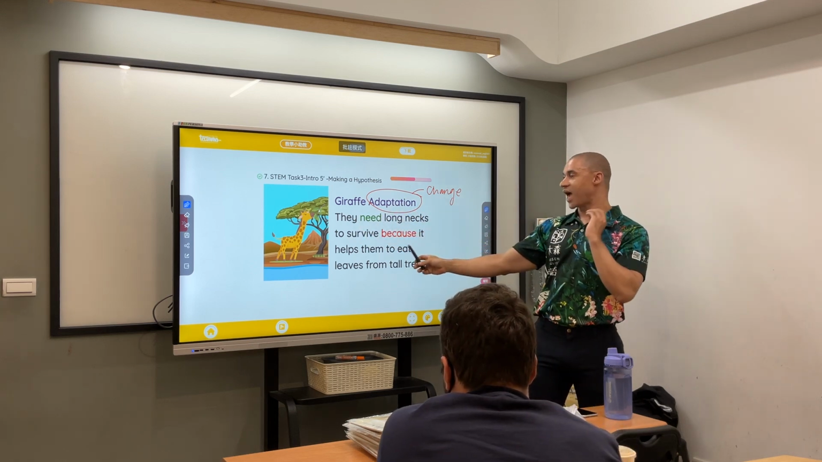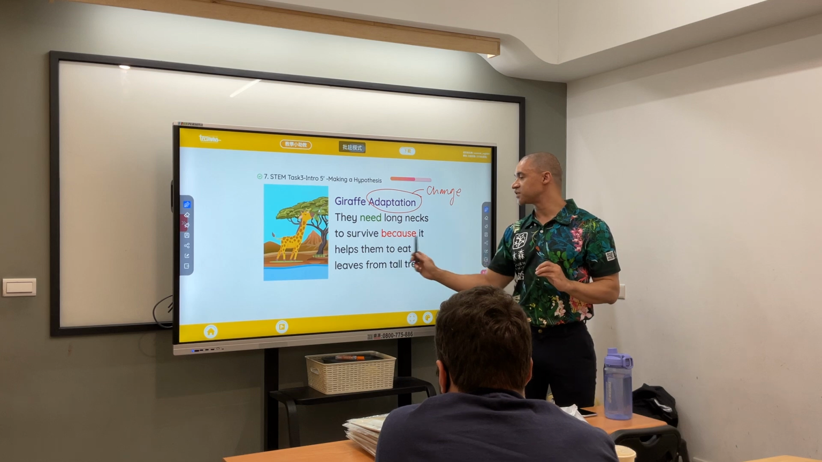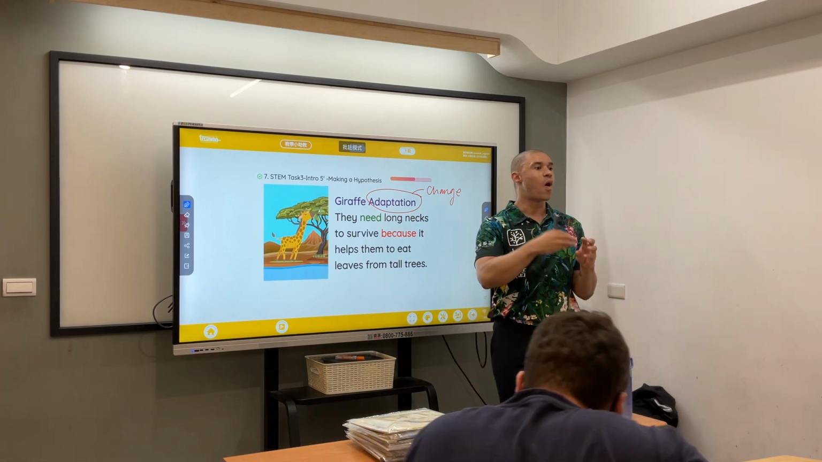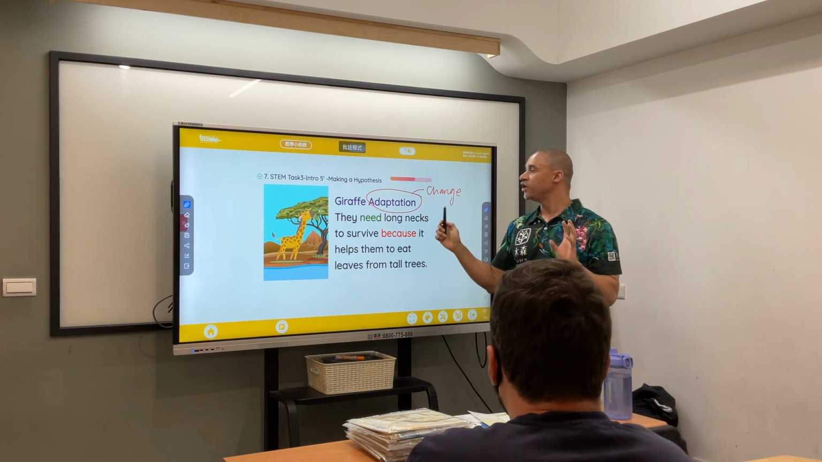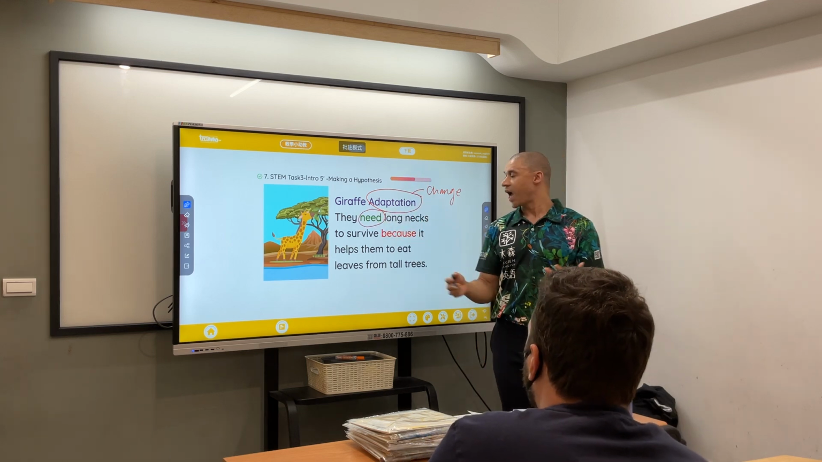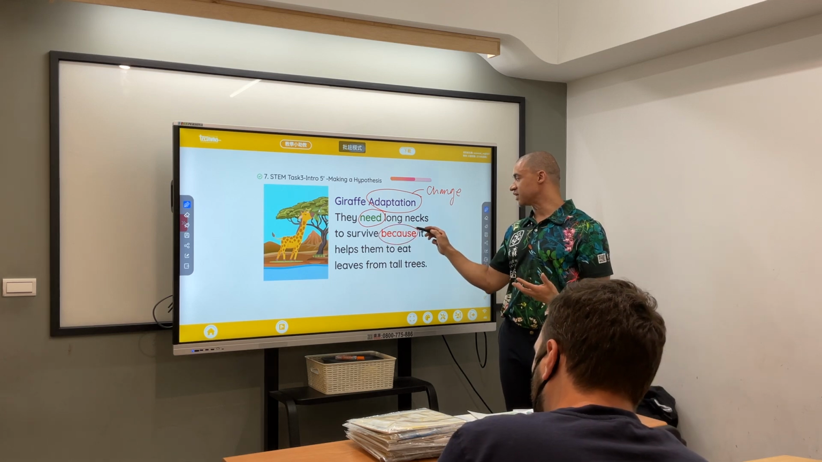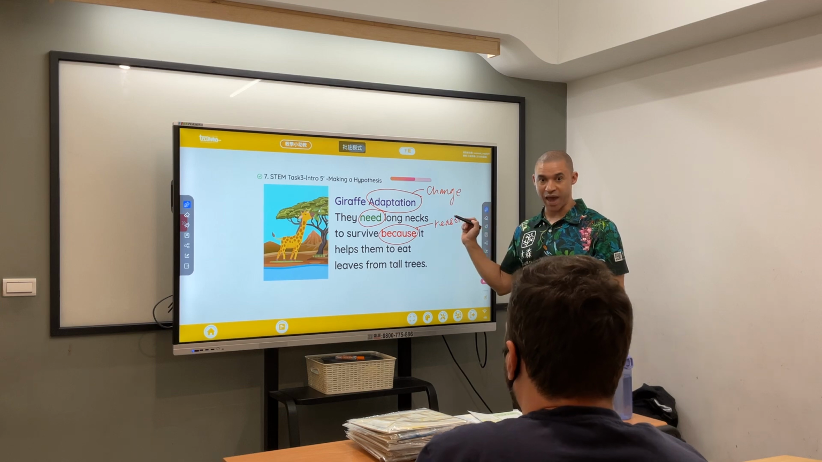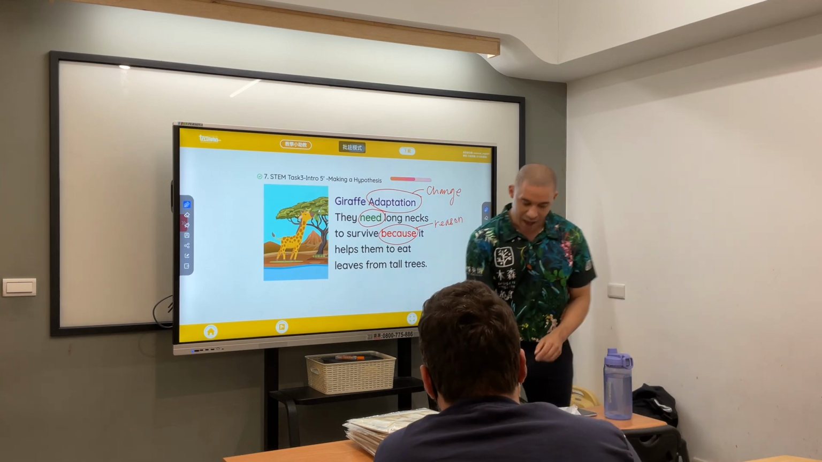They need long necks to survive because it helps them to eat leaves from tall trees. Now, I asked you a question, why do giraffes have long necks? When you answer, we're going to talk about what the animal needs, and we're going to give a reason. So when we have a reason, we use the word because. Okay, let's practice that.